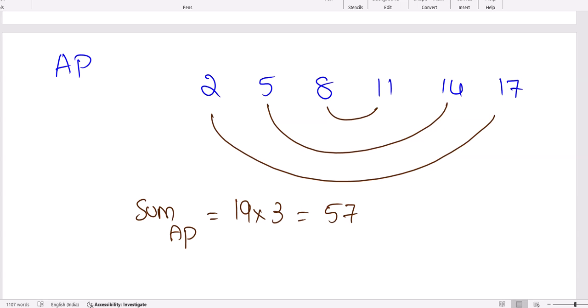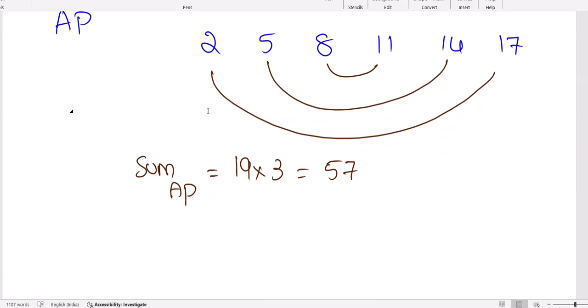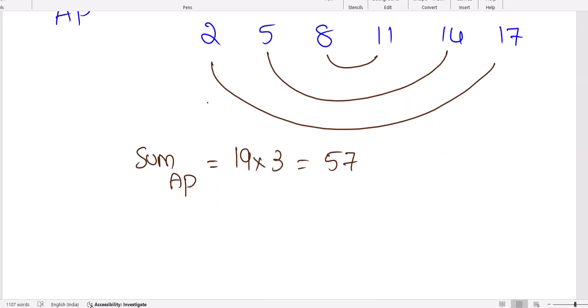Is this okay? We calculated everything, all the summation. You can do 2 plus 5, 5 plus 8, but from this shortcut only, the formula is developed. What do people know? n by 2 into 2a plus n minus 1 into d. That formula also developed from this concept only. See, what is the formula actually? What is this 19? I can say 2 plus 17, or I can say 5 plus 14.